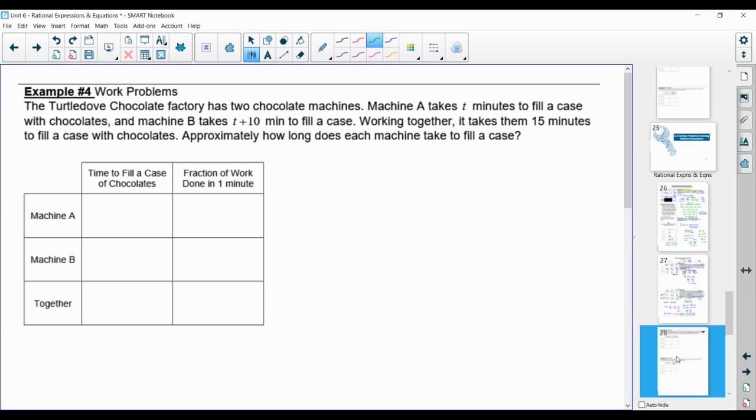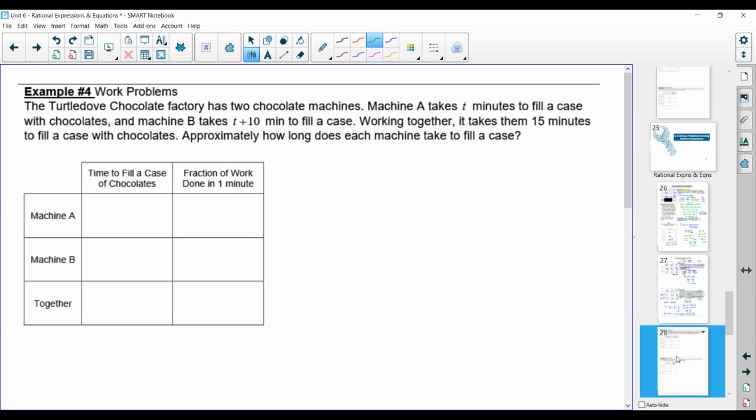So let's jump right into it. With our first example here, the Turtle Dove Chocolate Factory has 2 chocolate machines. Machine A takes T minutes to fill a case with chocolates, and machine B takes T plus 10 minutes to fill a case. Working together, it takes them 15 minutes to fill the cases with chocolates. And so we want to figure out how long each machine takes to fill the case.